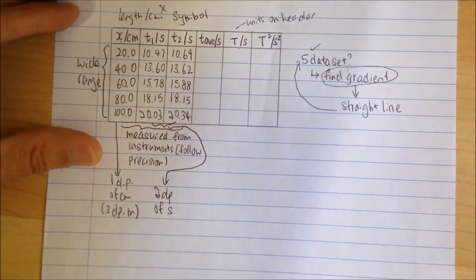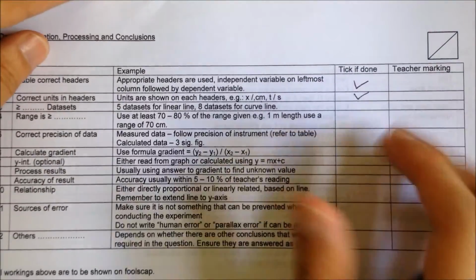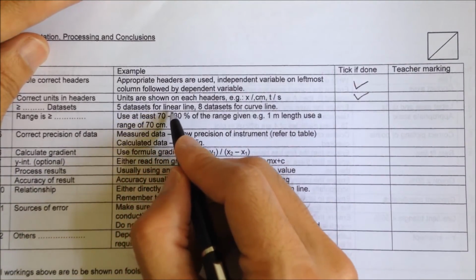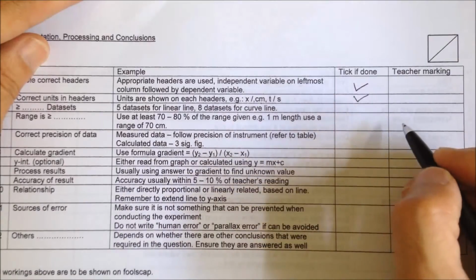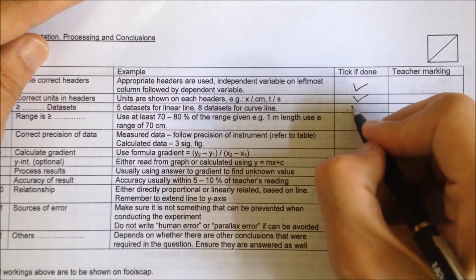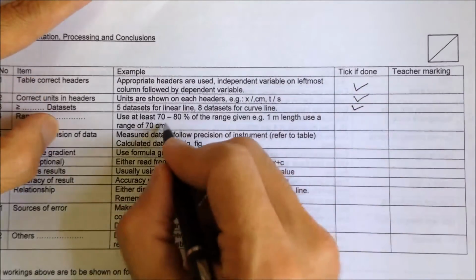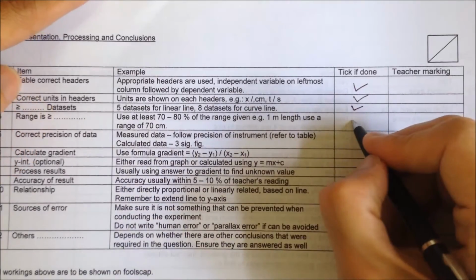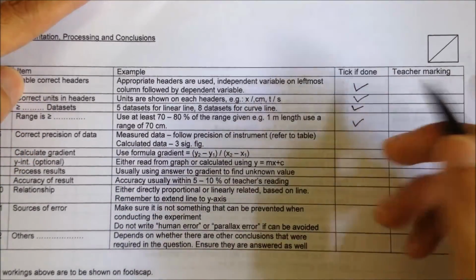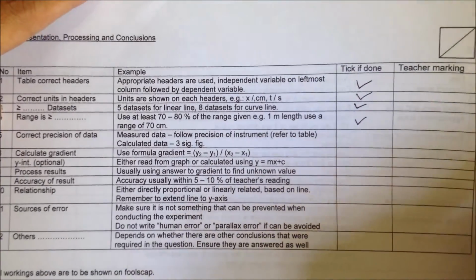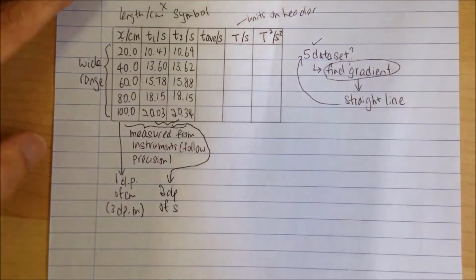So let's go back to the rubrics again. Okay, so next, we have collected 5 data sets, because we know that it is a linear line, as they are asking us to find the gradient. So put a tick for this. The range, she has used about 80% of the length, so put a tick to this. All right, so we already have 4 ticks out of 5 for the table, which is a very good progress.